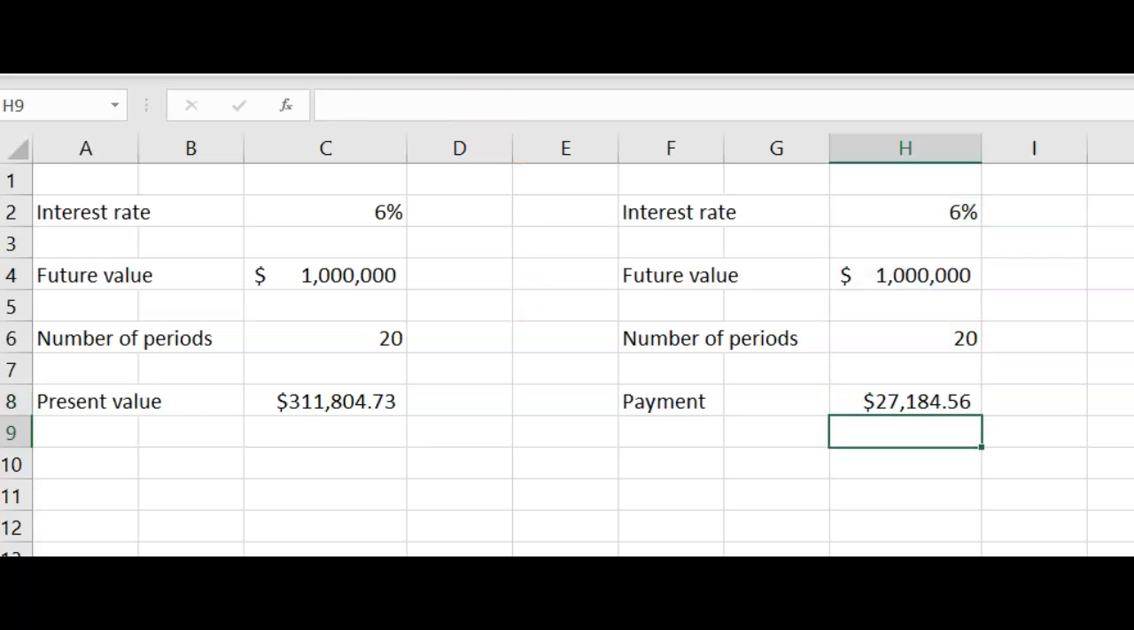Okay, this is just a brief demonstration of time value of money and how Excel can solve time value of money problems for you. I'm just demonstrating present value and payment.